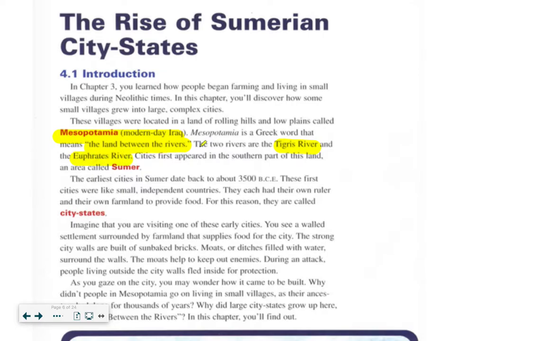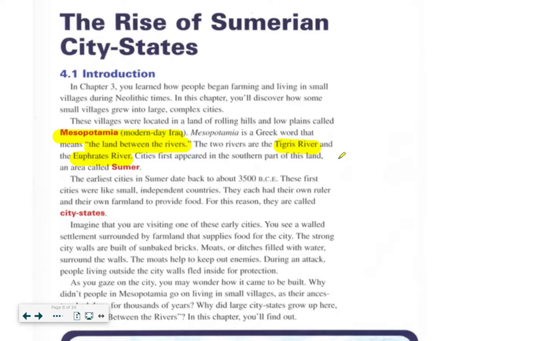Cities first appeared in the southern part of this land, an area called Sumer. So Mesopotamia is kind of the whole area of Iraq, and Sumer is the southern part, which is between the two rivers, the Tigris and Euphrates. I'm going to keep reading. The earliest cities in Sumer date back to about 3500 BCE, or before Common Era. These first cities were like small independent countries. They each had their own ruler and their own farmland to provide food. For this reason, they're called city-states.